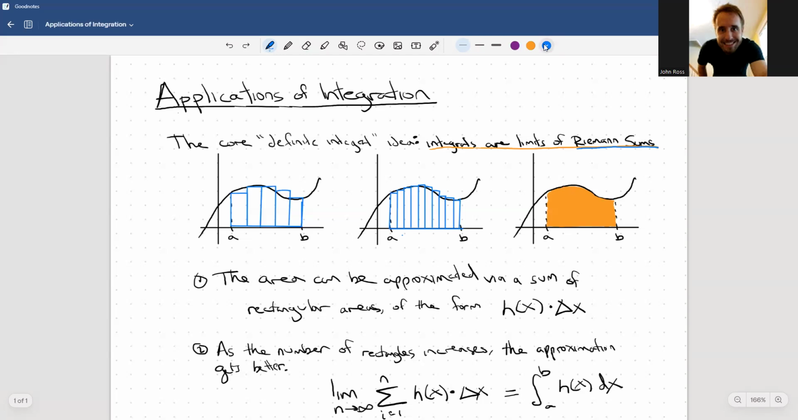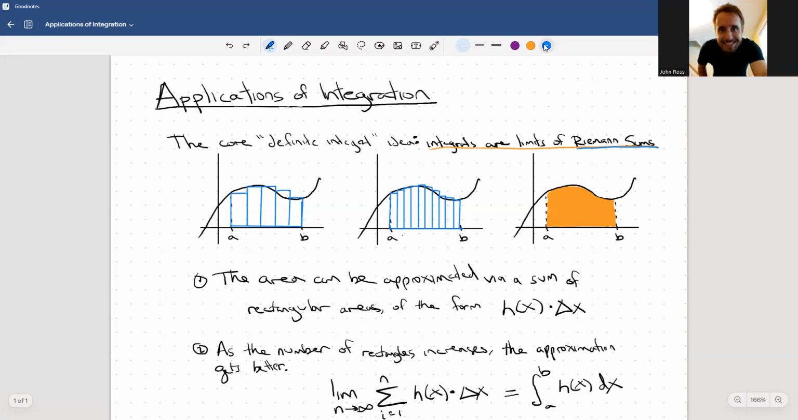Each of those rectangles has an area we can calculate, and it's of the form h of x, the height, times delta x, the width. And so we can calculate this area, this height times width, and we can add all of these up.